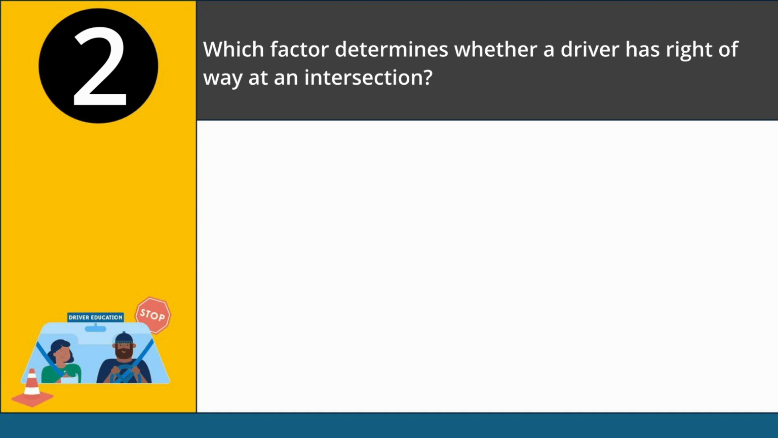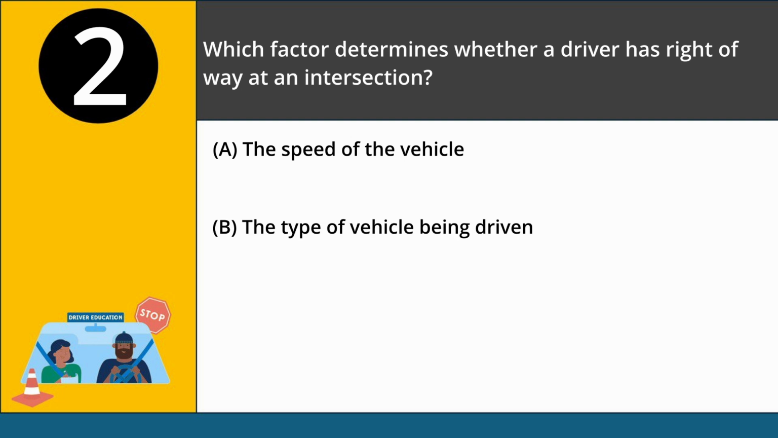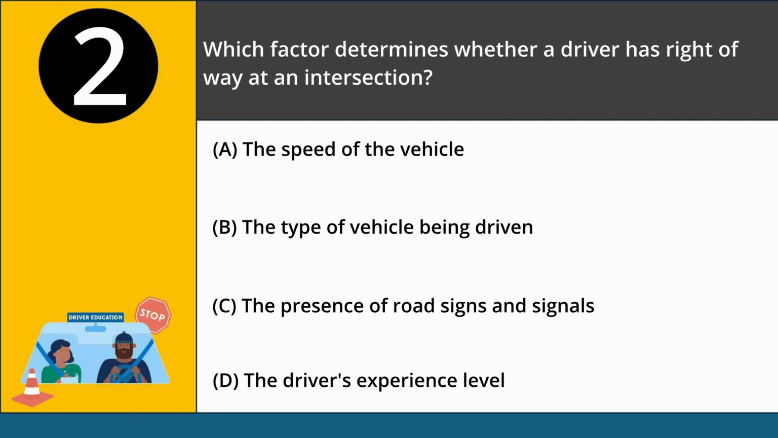Entering a main road from a side street requires a driver to: A. Maintain speed and merge smoothly. B. Stop and check for approaching vehicles. C. Honk and proceed cautiously. D. Speed up to match traffic flow. Answer: B. The main road rule requires drivers to yield before entering a priority road.